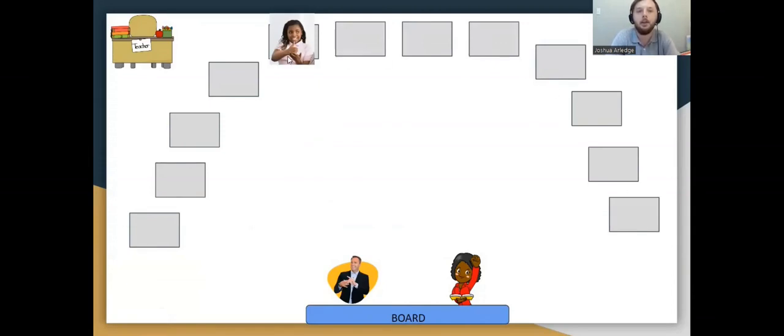So here, the student who is using the interpreting services is able to see all three things: the teacher, the board, and the interpreter, while at the same time being able to see their peers. This is great when you have students who are participating in class, maybe raising their hand to share an answer to a question.